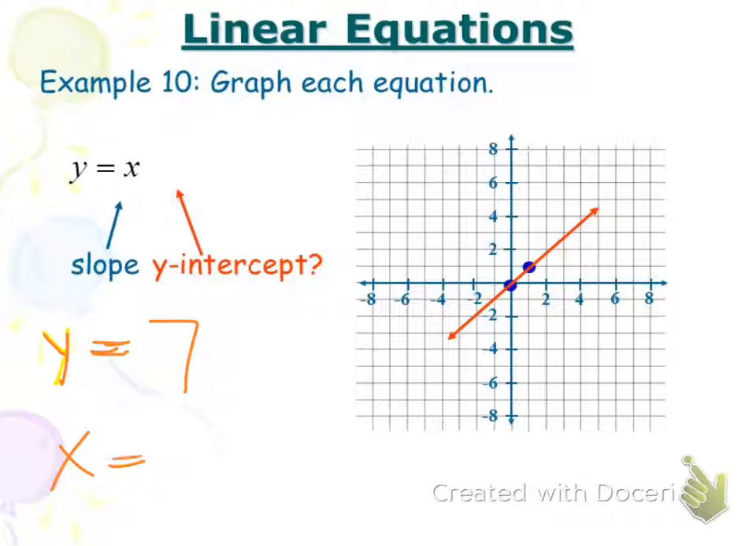X equals negative 3. What kind of line is that? Vertical line, because it's x equals a number. VUX: undefined slope, vertical line, x equals a number. All those three things always go together. It's very important for you to remember that concept. Please believe me on this, okay?